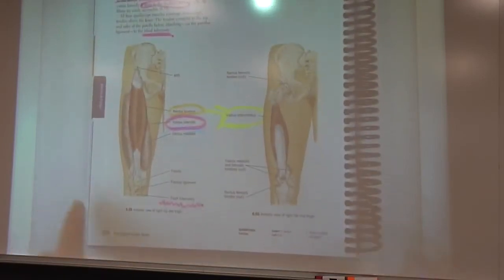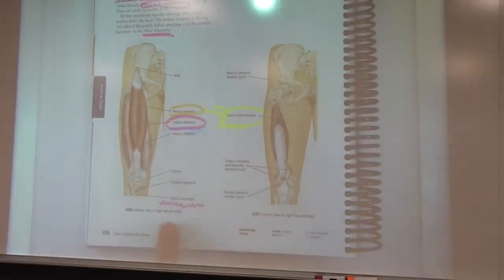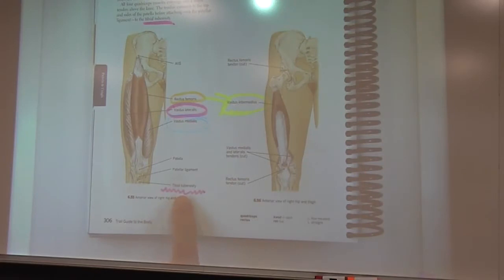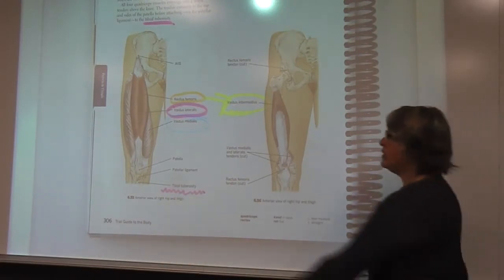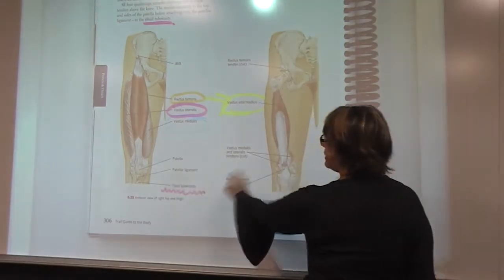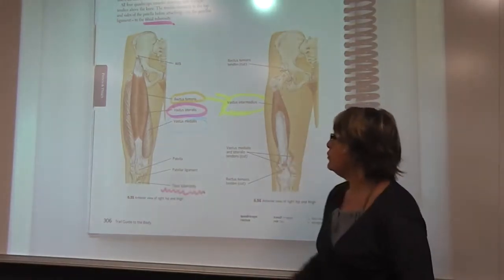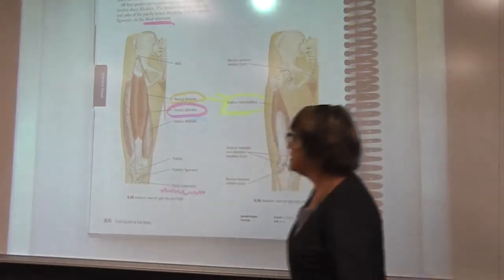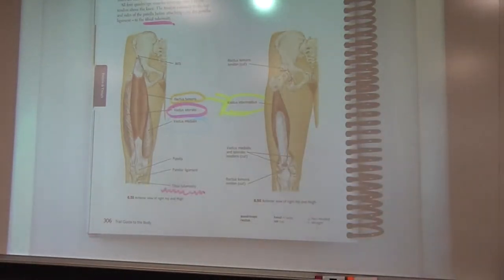I want you to know that as a group, they all come together to insert into one exact spot below the patella, or below the tibiofemoral joint, into the tibial tuberosity. And if you look at the picture, we have the patella, then we have tibial tuberosity. So it's the bump below the patella.